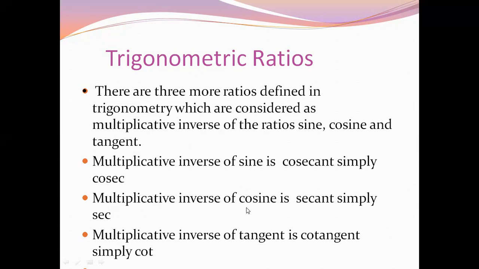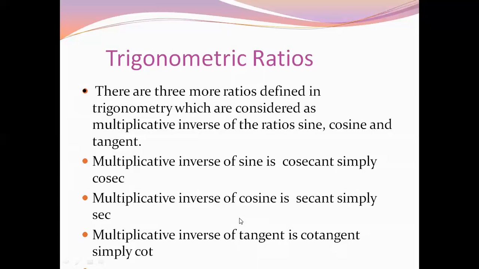Similarly, the same here. Cosine's multiplicative inverse: here the first letter is C, and for cosine, the reciprocal is secant. The first letter is S. In this shortest way you can easily remember that the reciprocal of sine is cosecant, that is cosec, and the reciprocal of cosine is secant.